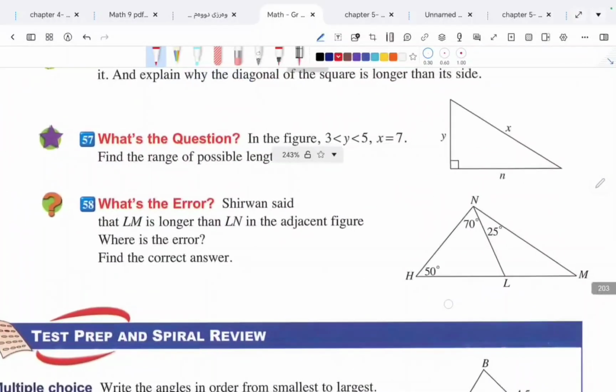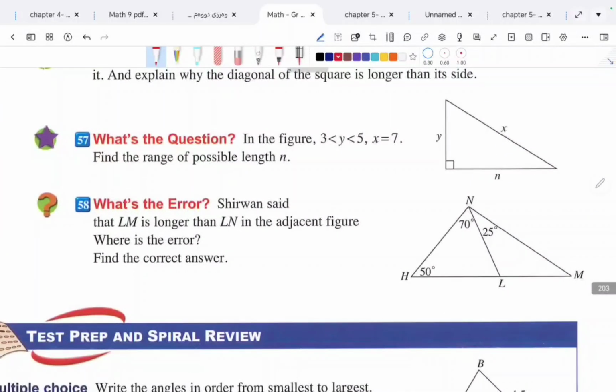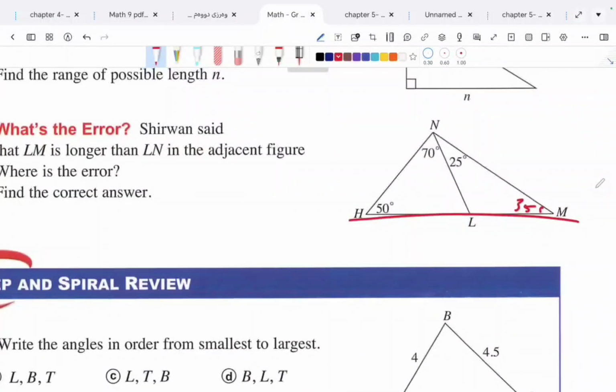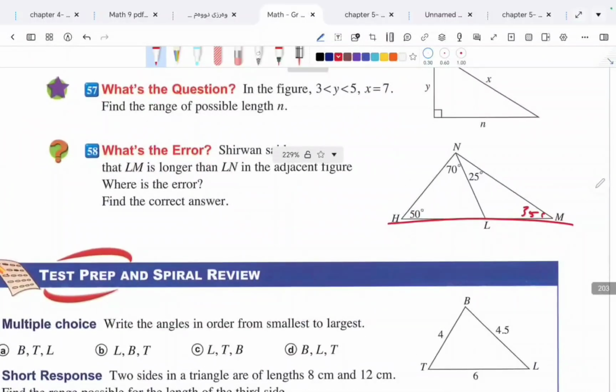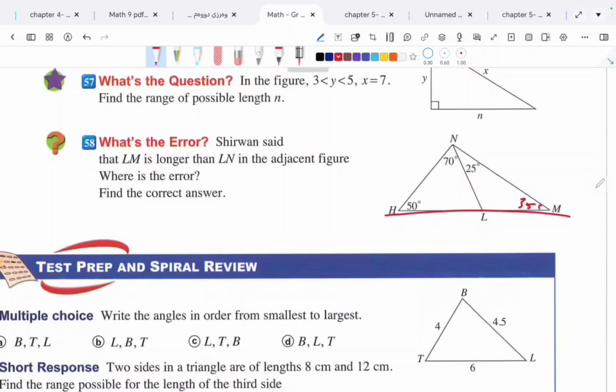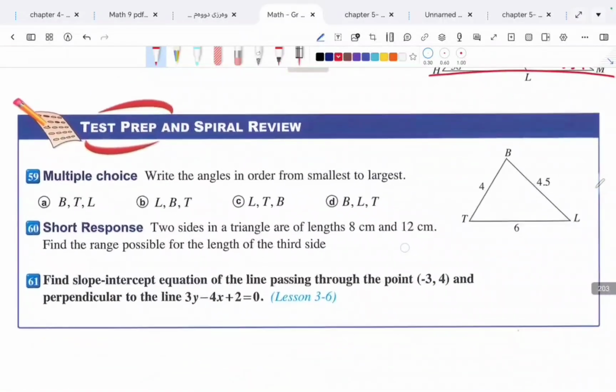Okay? They say what? Shirwan said that LM is longer than LN. In the adjacent figure, where's the error? Find the correct answer. If you find the measure of M, you know the total is 180, right? So 180 minus 50 minus 95, when you find this one, it will be 35. So the measure of M is 35, and LM is opposite to 25. That's why LN will be greater than the other one.